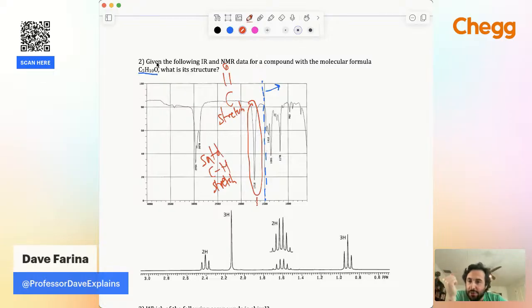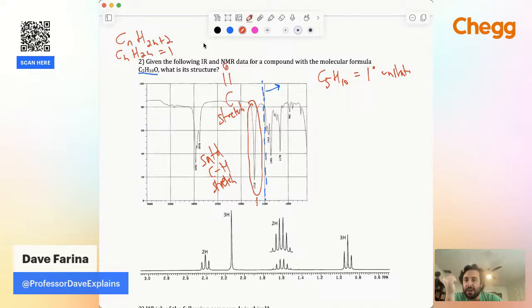And then the other thing we need to understand is the degrees of unsaturation. And so if we have C5H10, that equals 1 degree of unsaturation, right? Because normally if it's totally saturated, that would be CnH2n+2. So CnH2n equals 1 degree. CnH2n-2 would be 2 degrees of unsaturation. A degree of unsaturation means a pi bond or a ring.